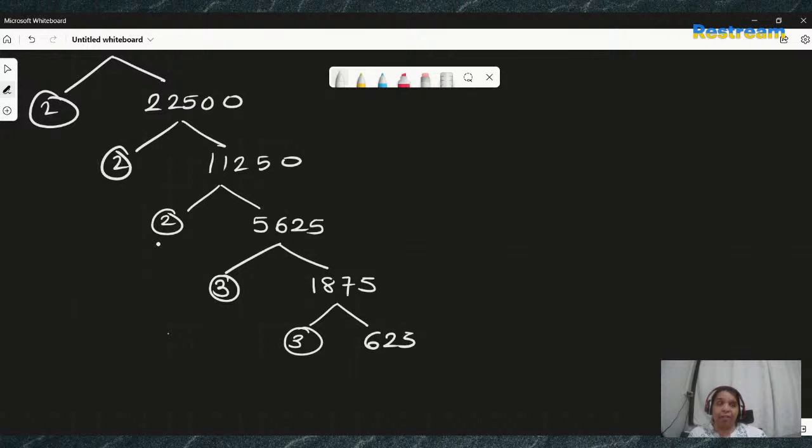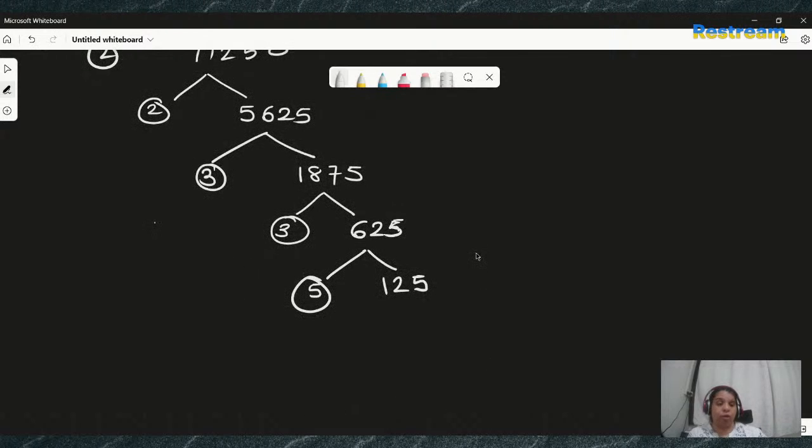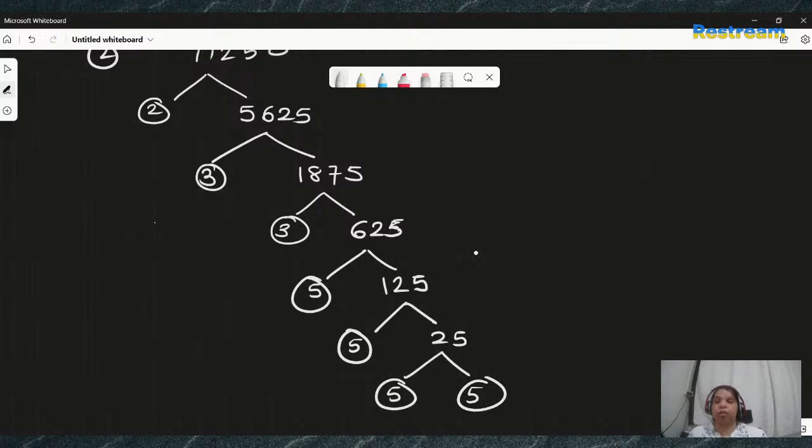Now 625 is the square of 25. So we know that there is no 3 or 2 or any other number in this. So I will divide by 5. I will get 125. Now 125 is the cube of 5. So again I will divide by 5. See, these kind of things you can do easily when you have your numbers in order.